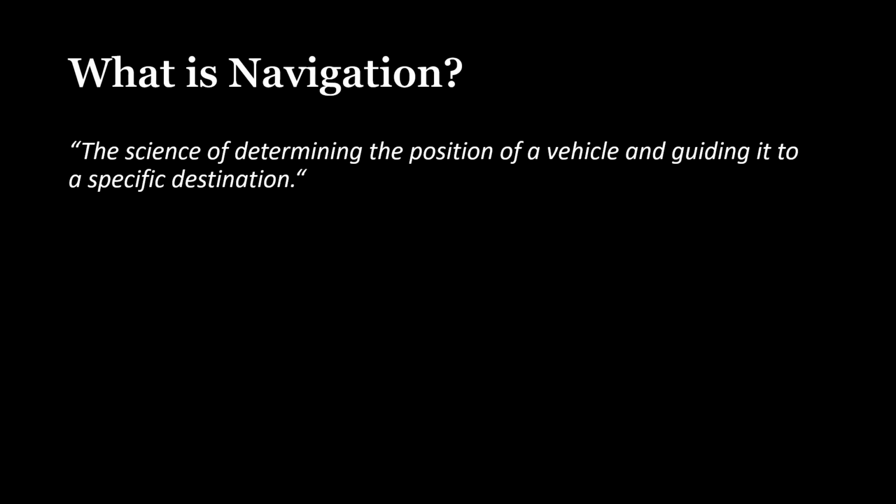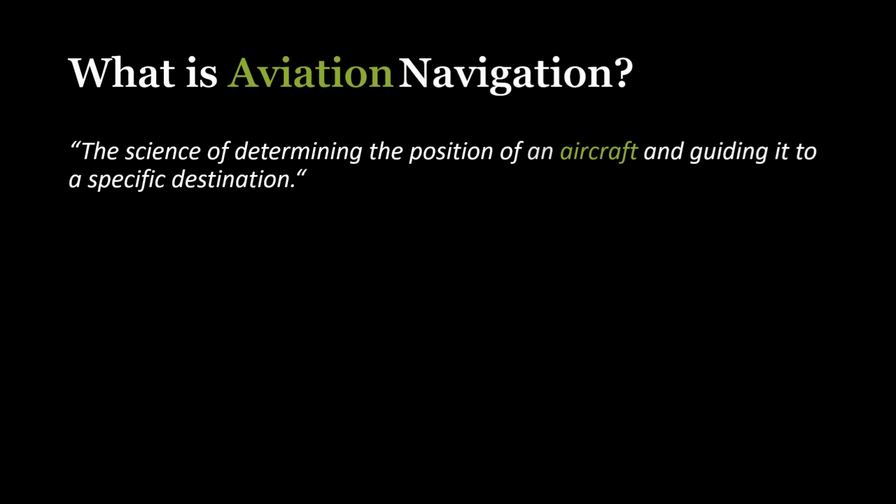Navigation is commonly defined as the science of determining the position of a vehicle and guiding it to a specific destination. Navigation aids are found in the airspace, on land, in the sea, or even in outer space. In the aviation context, we are interested in aircraft navigation. Of the various navigation technologies available, some are self-contained, such as the inertial reference system. Most methods are, however, based on external references, such as the Earth's magnetic field or radio waves.